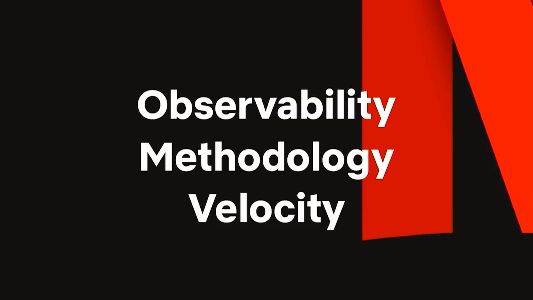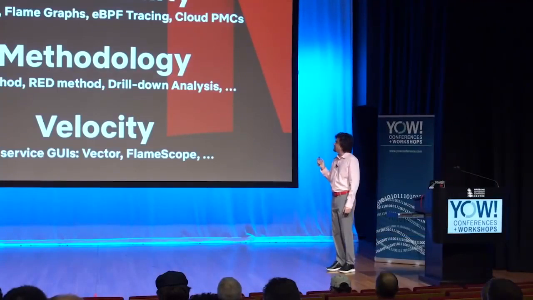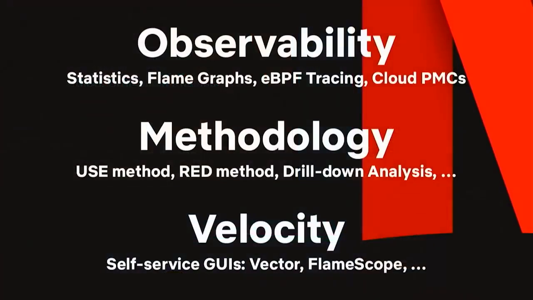I began by saying observability, methodology, and velocity. And I think we're in an exciting stage. When I started at Netflix, we didn't have eBPF. We didn't have PMCs on the cloud. Now we have all these things. So you can come up with great methodologies and some great new GUIs so that we can use them and root cause analyze our systems.